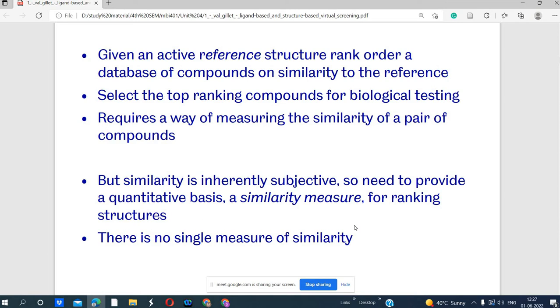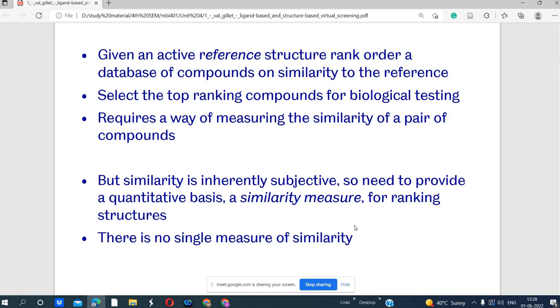It tells us which structures should be synthesized. We can predict how many compounds we can synthesize, which compounds we should test, and which compounds will have potential. We can analyze the activity in quantitative structure activity analysis, the QSAR, that is one method. So it requires a way of measuring the similarity of a pair of compounds.